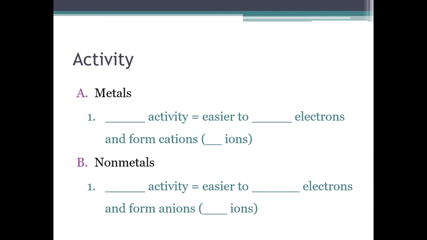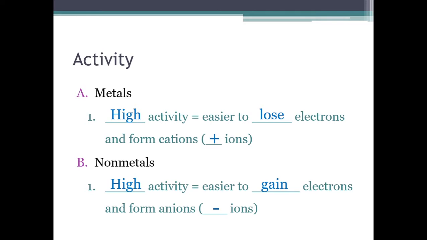So before we can talk about the activity series, we need to talk about activity and what that is, because it means something special in chemistry. For metals, to have a high activity means that it's easier for them to lose electrons and form cations. Those are your positive ions. For nonmetals, to have a high activity means it's easier for them to gain electrons and form anions, which are your negative ions. So in general, activity is just how easy is it for something to undergo a reaction.